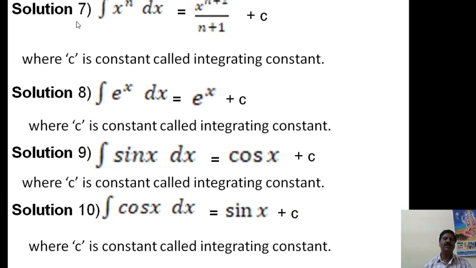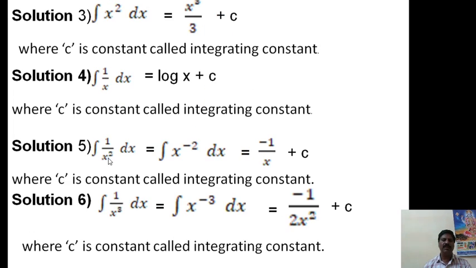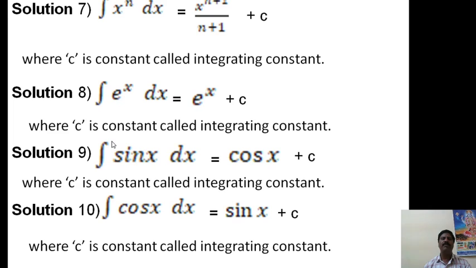Now the seventh problem. The solution for the seventh: integration of x to the power of n dx means x to the power of n plus 1 divided by n plus 1 plus c, where c is the constant called the integrating constant. That is the same formula we apply for solving so many problems; on the basis of this formula only.